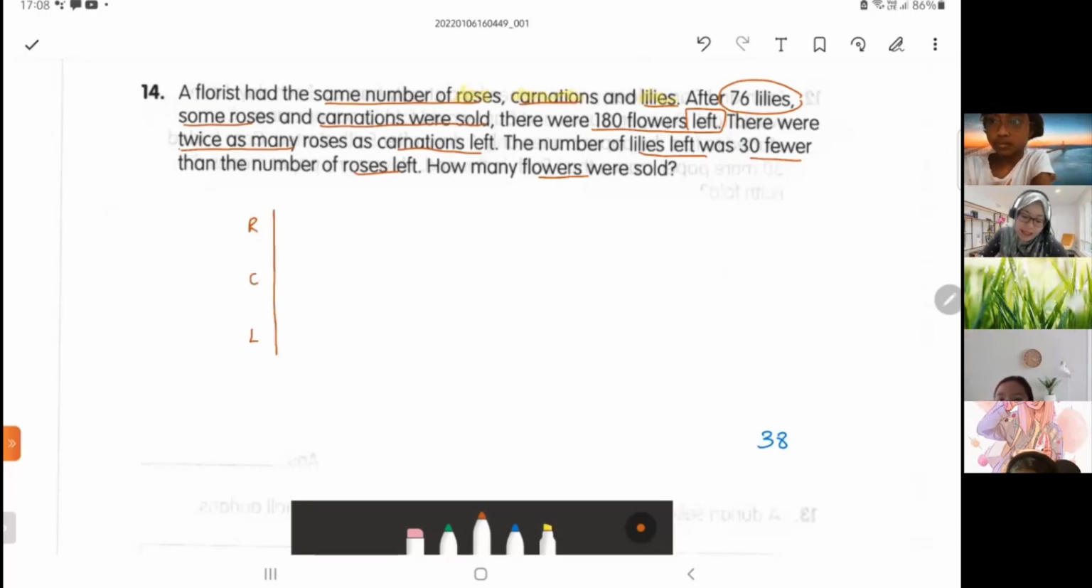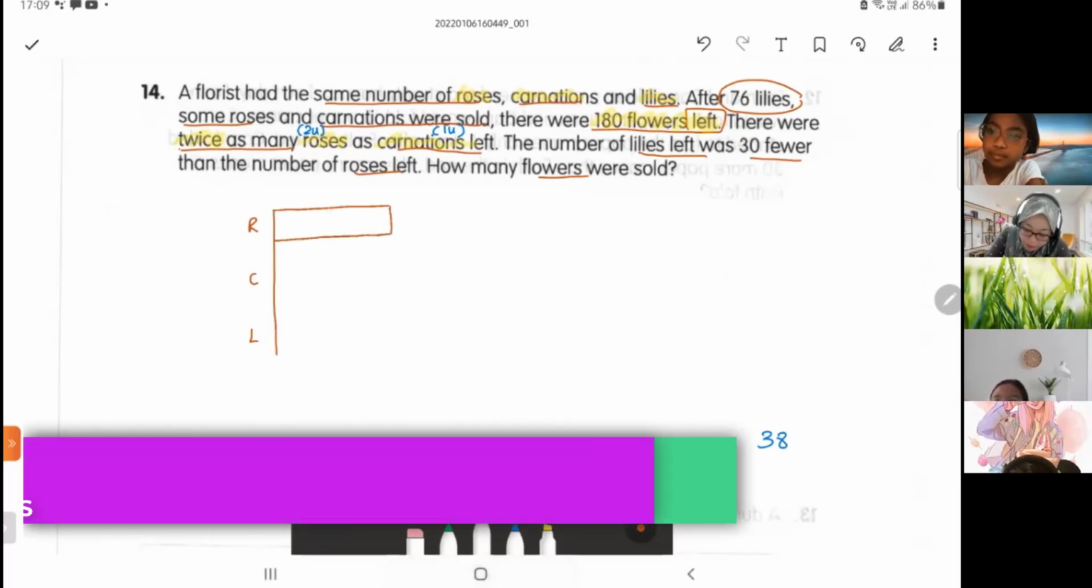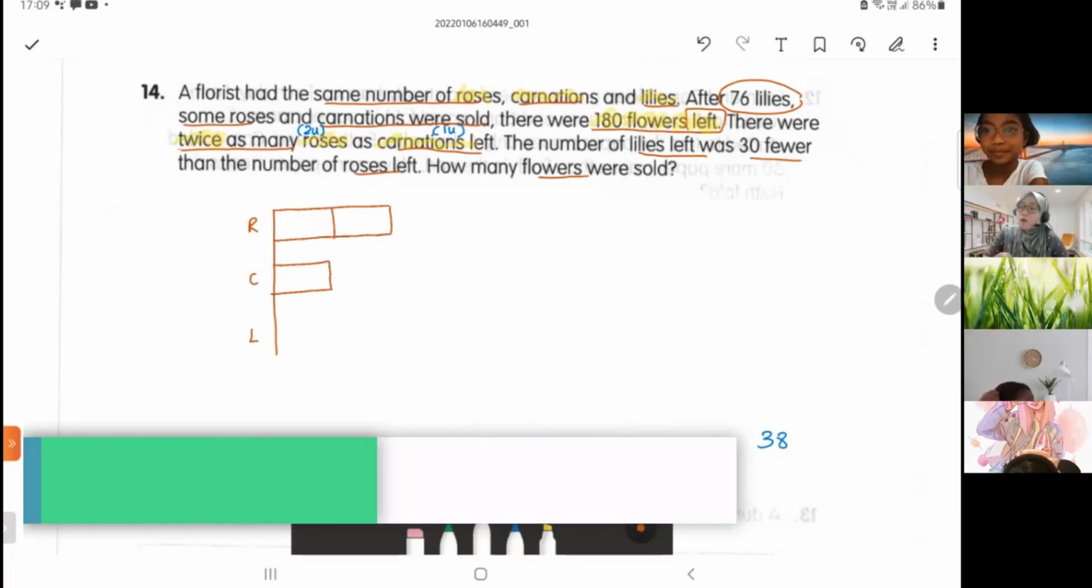Now, after 76 lilies and some roses and carnations were sold, there were 180 flowers left. This is my total number of flowers left. Okay? There were twice as many roses. This is a clue. Twice as many roses as carnations left. Twice means 2 units of roses as compared to carnations left. We can start off with that, right? So we draw 2 units of roses left and 1 unit of carnation left. Okay, this is my leftover model.